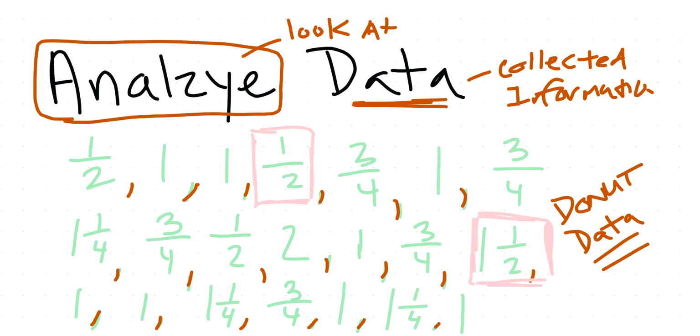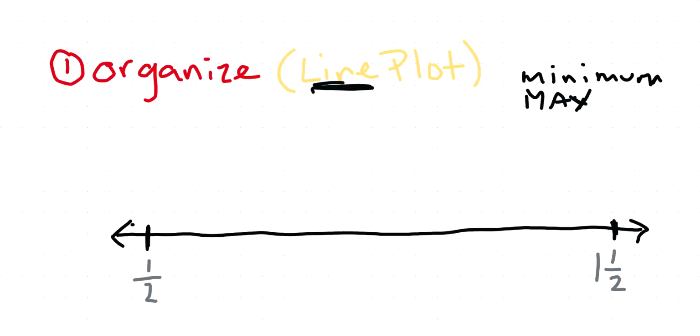So I see here these denominators, the half, but that would be 2/4. So there seems to be a lot of fourths. So I'm going to break apart and organize my line plot in that way.